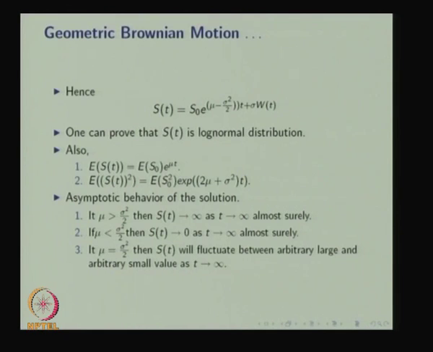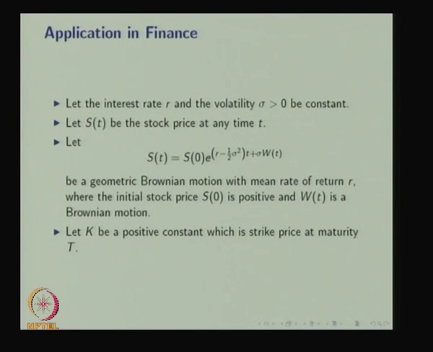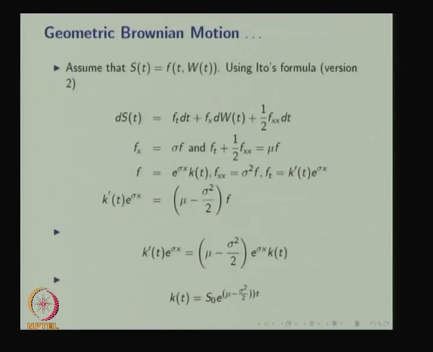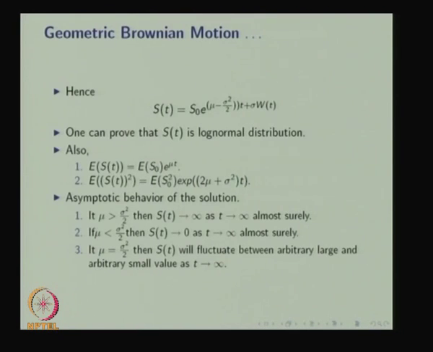So this is a solution of the given stochastic differential equation. This we got by using the Ito formula. By using the Ito formula version 2, without solving the stochastic differential equation, by using the Ito formula we are finding the solution of the given stochastic differential equation.